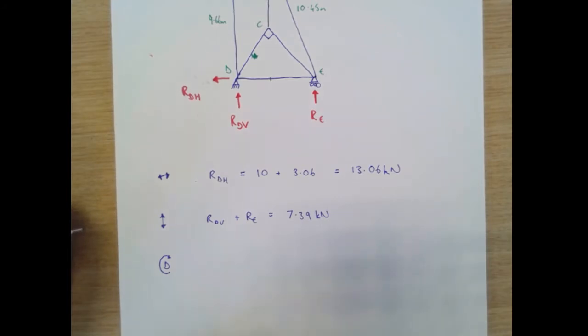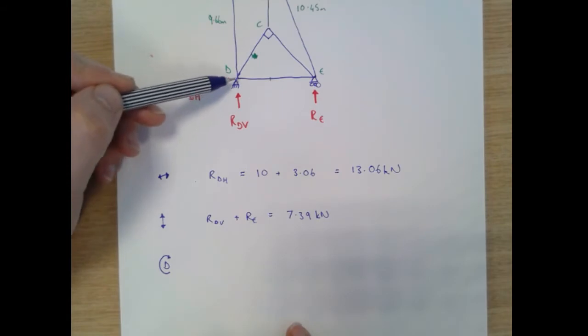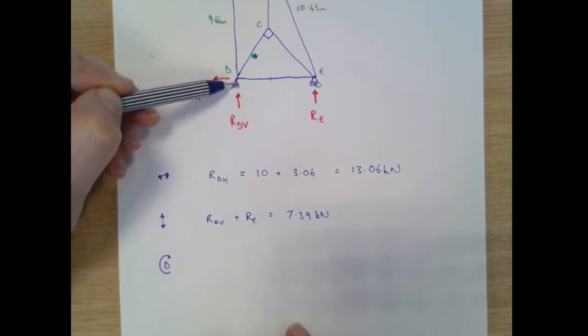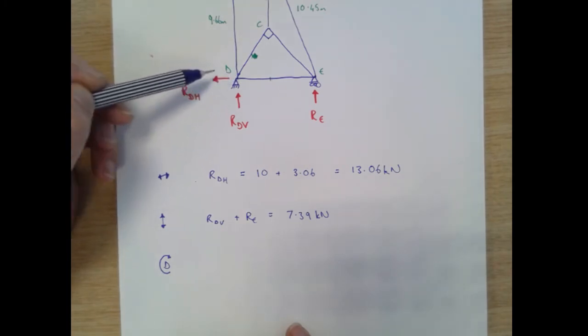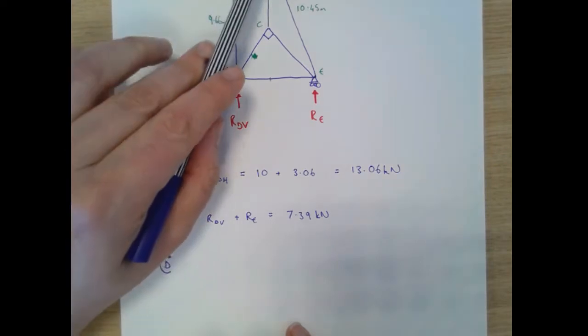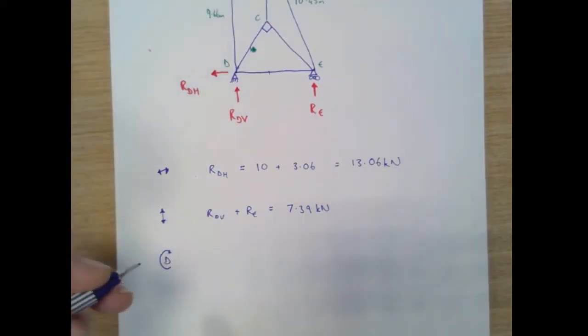So let's have a look at, if we take moments about D, this pivot here, we don't need to worry about RdV because the force passes through the pivot, so the zero distance involved in the moment calculation. We don't need to worry about RdH because the line of the force passes through the pivot. So we've got to account for 1, 2, 3, 4 other forces and their distance to the pivot.